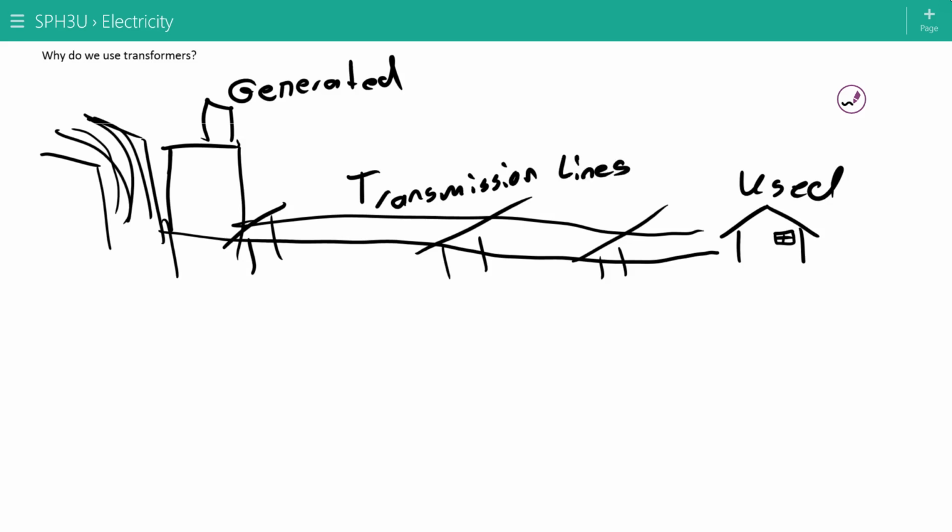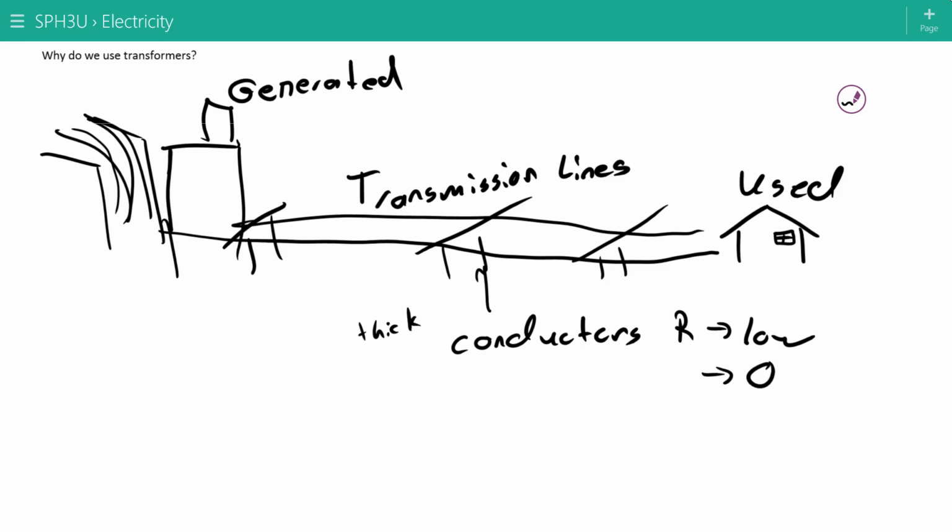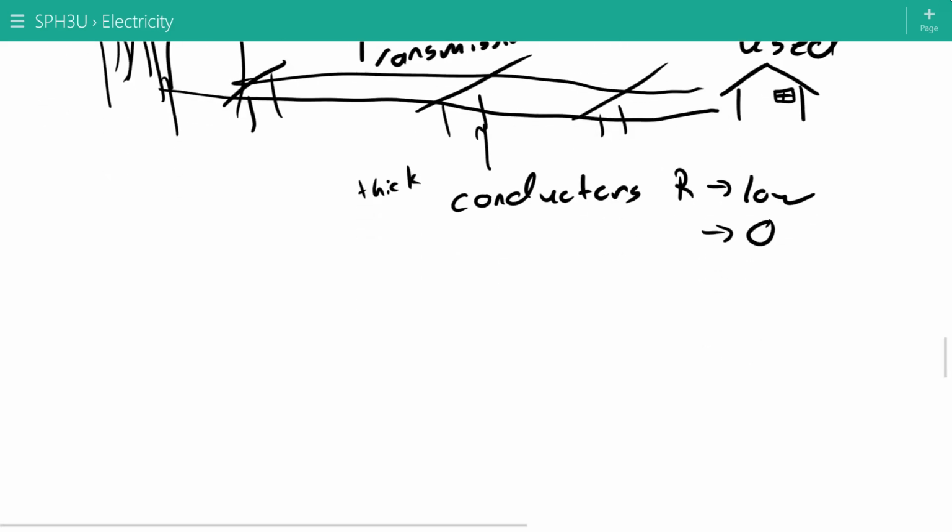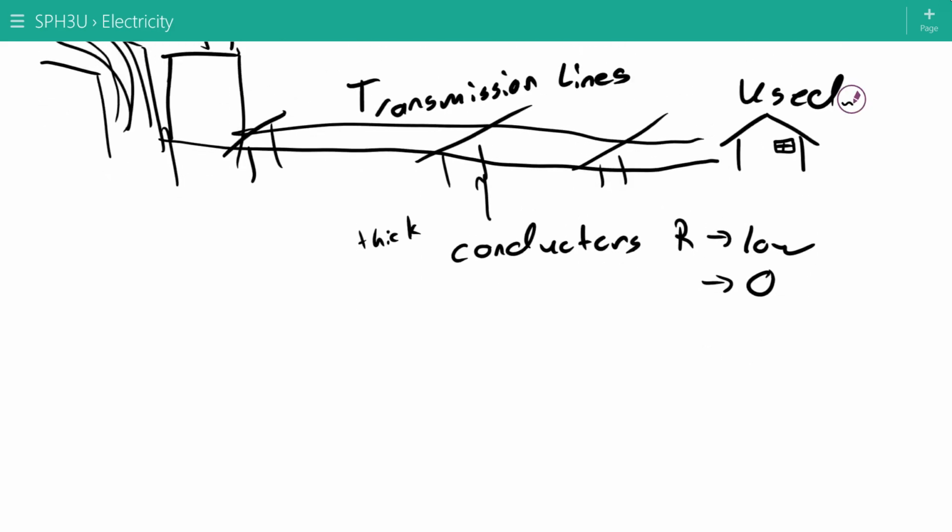The problem is that while we can make these out of very thick conductors, which will make the resistance of them very low, it's not zero still. Making a superconductive wire to get power to your house is just too expensive, and so there's some resistance associated with it. What that means then is that as power travels all the way from here to here, this whole line acts as a resistor.